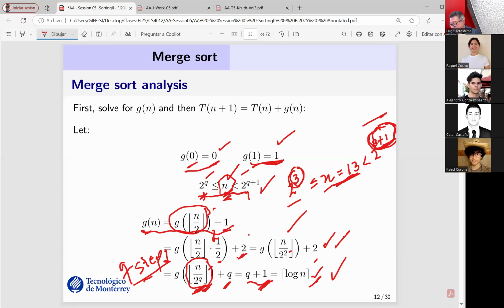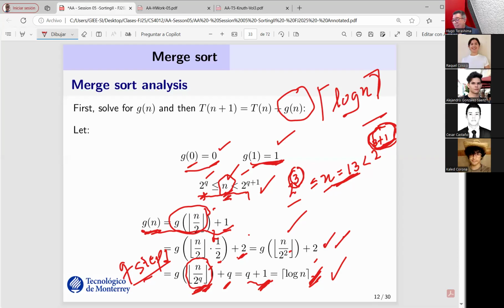So the value here is G of n is equal to what? To log of n ceiling. What do you think? Good or not so good, or not good at all? Tell me.